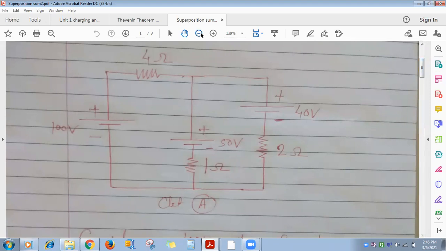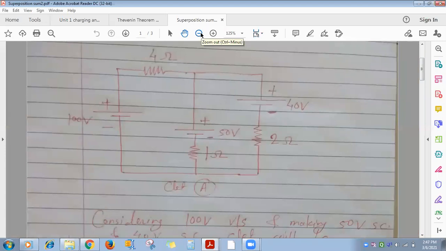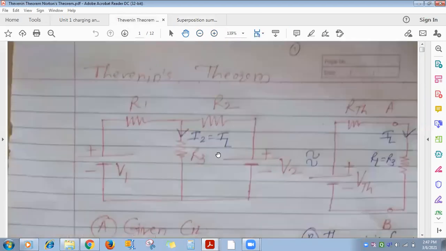Using superposition theorem, IL dash, IL double dash, IL triple dash. In superposition theorem we have finished. We are going to start with Thevenin's. And yesterday I posted notes. You got it of all units? Okay, refer that note.